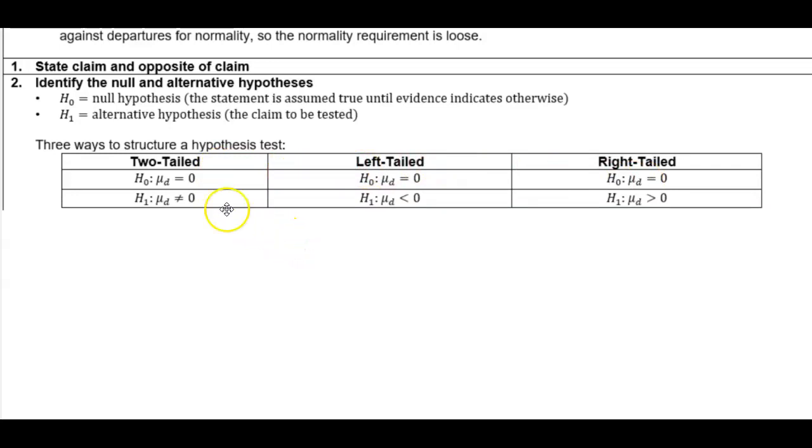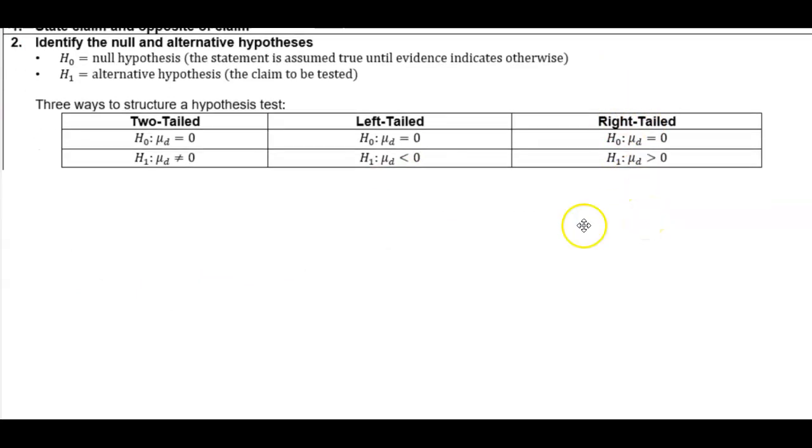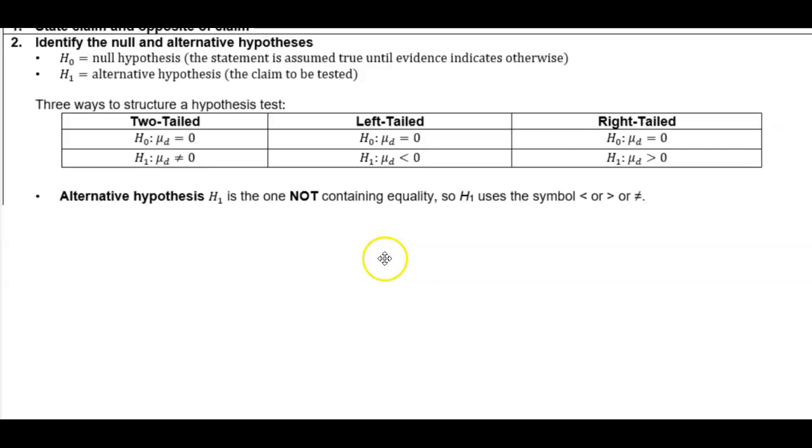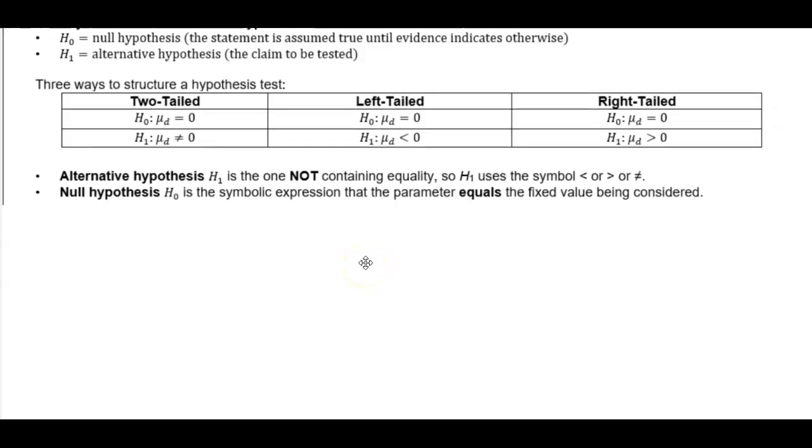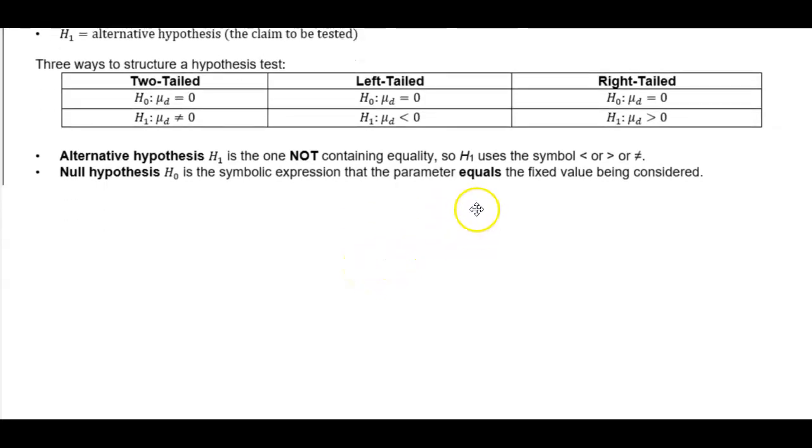Now for the two-tailed, the alternative is that the population mean of the differences is not equal to 0. For the left-tailed, the alternative is that the population mean of the differences is less than 0. And for the right-tailed, the alternative is that the population mean of the differences is greater than 0. Now the alternative hypothesis is the one not containing equality, so it uses the symbol less than, greater than, or not equal to. The null hypothesis is the symbolic expression that the parameter equals the fixed value being considered.